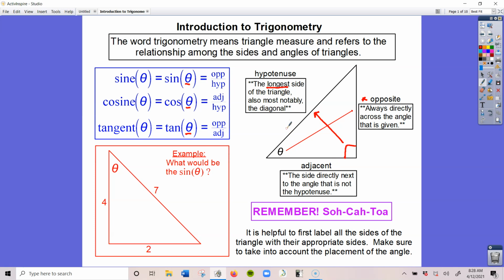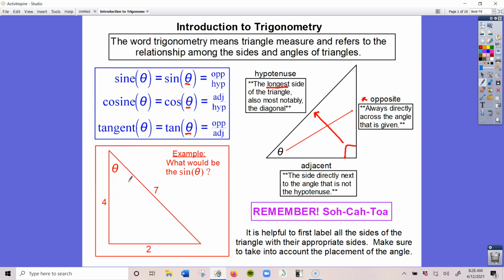When we're looking for missing sides of a triangle, or when we're trying to determine trigonometric ratios using sine, cosine, and tangent, this always applies to 90-degree triangles or right triangles. So this is my right triangle. The hypotenuse is directly across from that right angle. The opposite side is directly across from the angle that is defined. And then the adjacent is basically the one left over, or the one that is touching the angle.